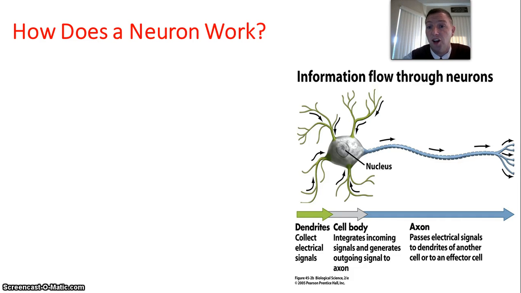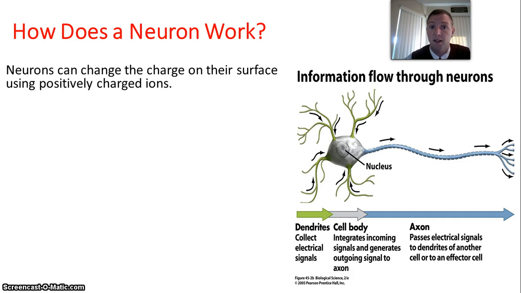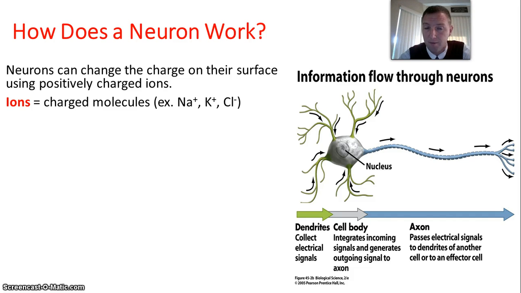So how does a neuron work? All right. So neurons can change the charge on the surface of their membranes. And they do this using positively charged ions. All right. What's an ion, you say? We're going to learn a little bit about it in this unit, but these are atoms or molecules that have some sort of charge on them. Now they can be positively charged, like sodium here. Na+ is the sodium ion. K+ is your potassium ion.